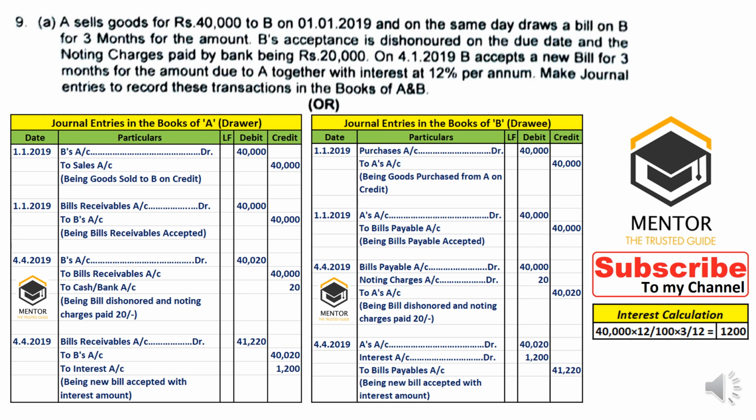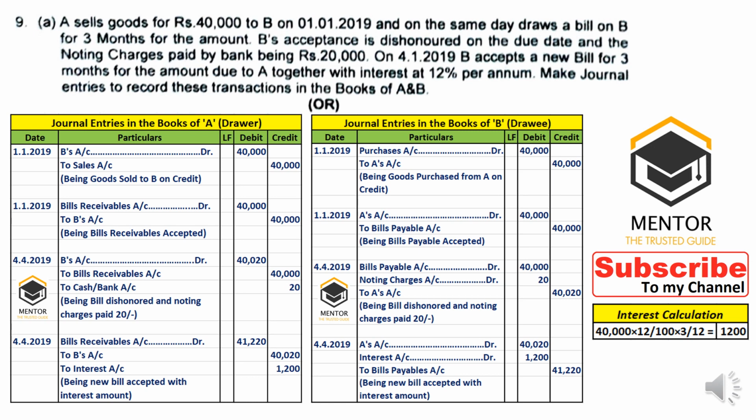In the same way we will write in the books of B, that is A's account debit, interest account debit. This interest is an expense for B and the interest is income for A. That's the reason we credited in A's books and debited in B's books, to bills payable 41,220. So like this we have to pass the journal entries.